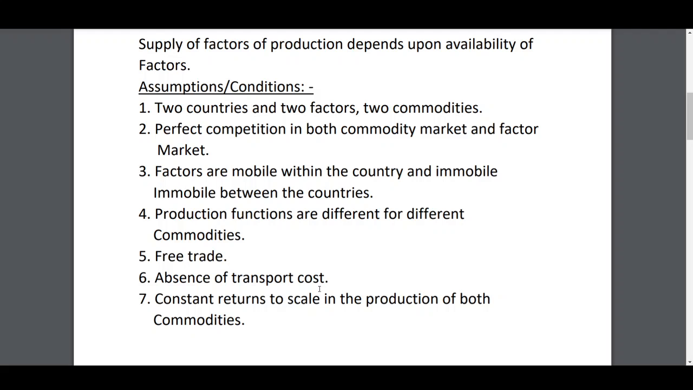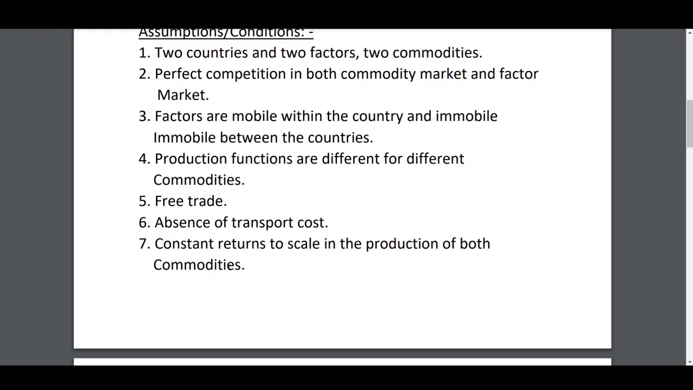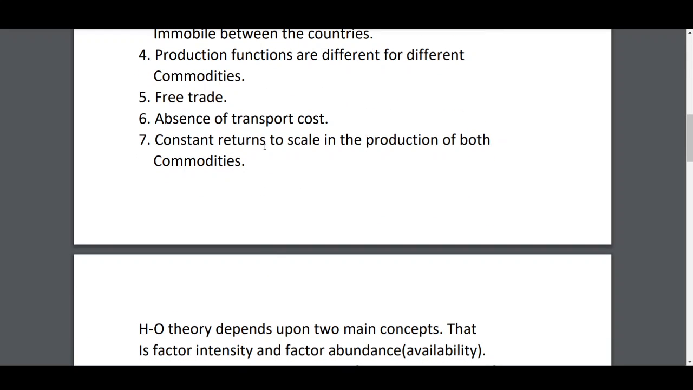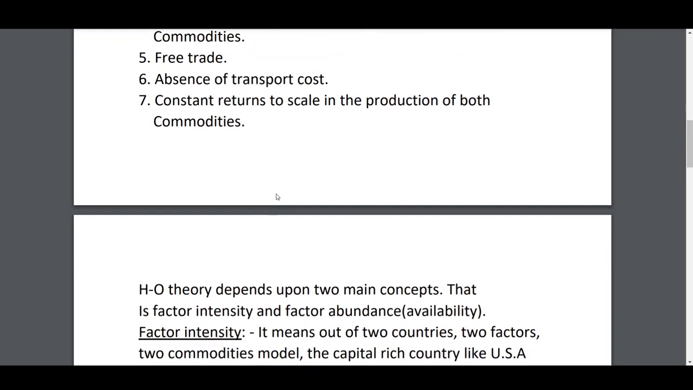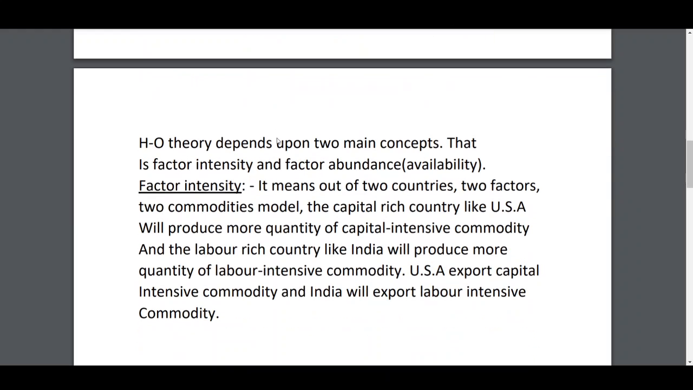a commodity. Last assumption, that is the seventh assumption, constant returns to scale in the production of both the commodities. We already studied increasing returns to scale, constant returns to scale and diminishing returns to scale in FY BCom. Got the point? Now, these are the 7 assumptions of which theory? Modern theory of international trade, which is given by Heckscher and Ohlin.